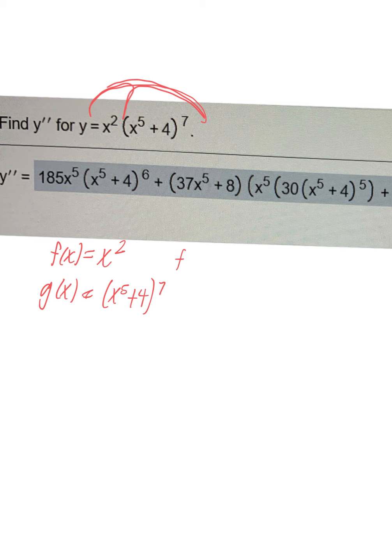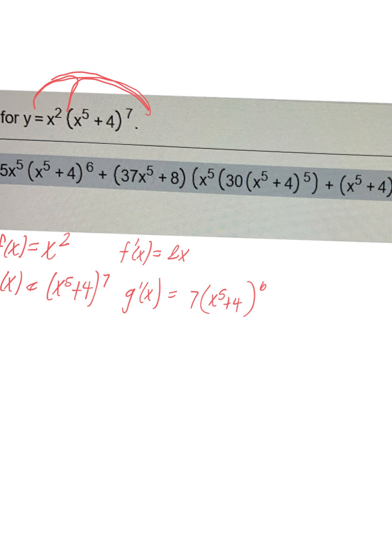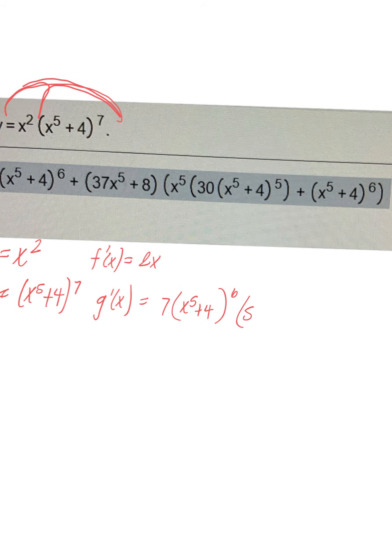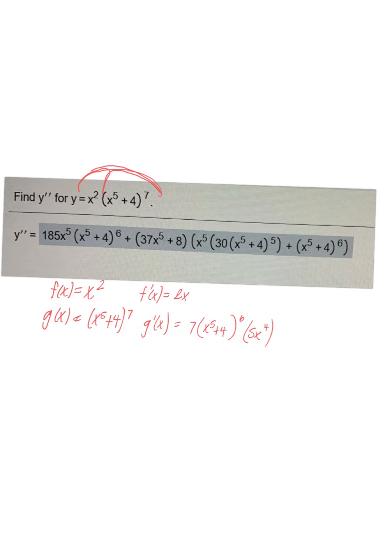Let's go ahead and do f prime x to get 2x, and g prime x. So this is our chain rule. The outside is something to the 7th, so 7 times something to the 6th. Write your inside back down. And your derivative of the inside is 5x to the 4th.